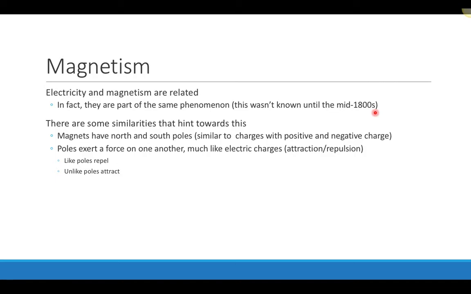So for example, when we talk about electricity, we have positive and negative charge, and we know that like charges repel one another and unlike charges attract one another. Well, similar to electricity, magnets don't have charge, but they have poles. And so magnets have a north and a south pole, and then similar to electricity, if you have like poles, they repel one another, and unlike poles attract one another.